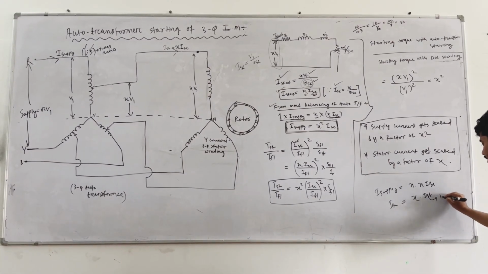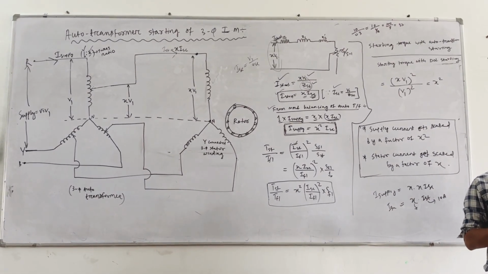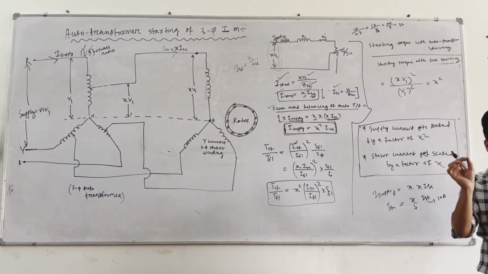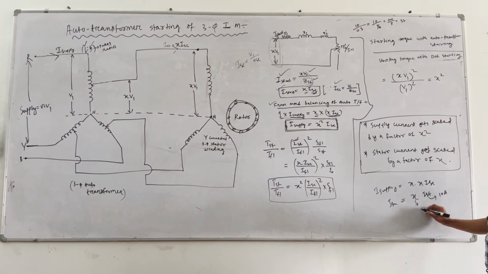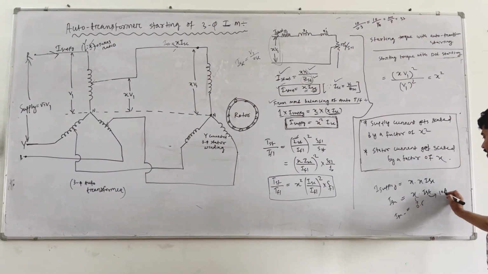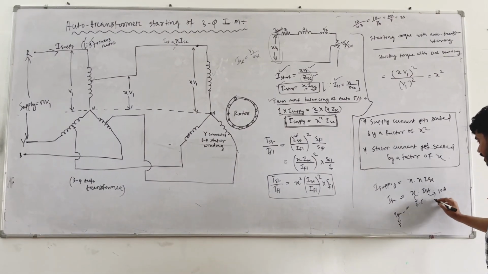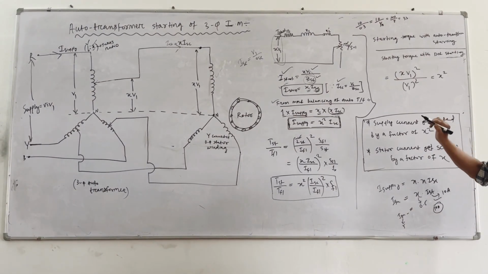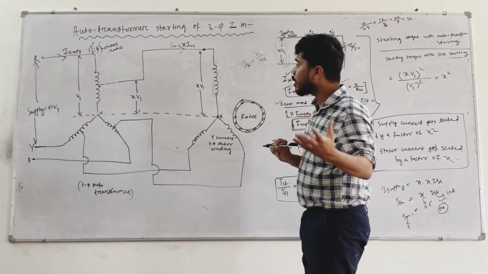So let us assume starting current is 10 ampere and this X value, just guess a value between 0 and 1, like 0.2, 0.3. 0.5. So supply current is how much? 0.5 into 10, that is 5 ampere. So supply current is 5 ampere and starting current is 10 ampere. Understood? That means your supply current is less as compared to starting current. Everyone understood? So how is this possible?